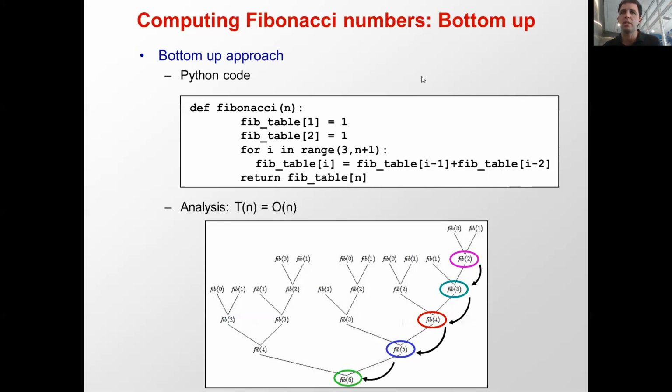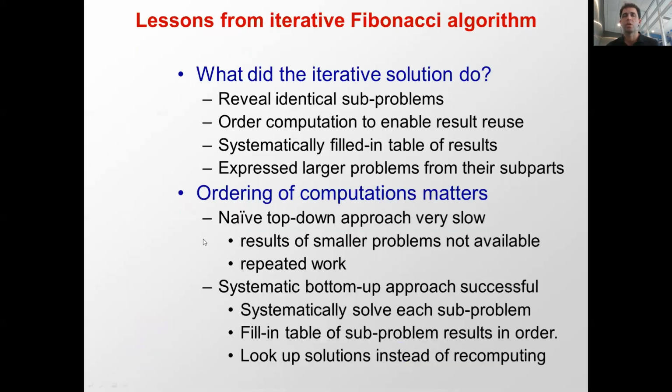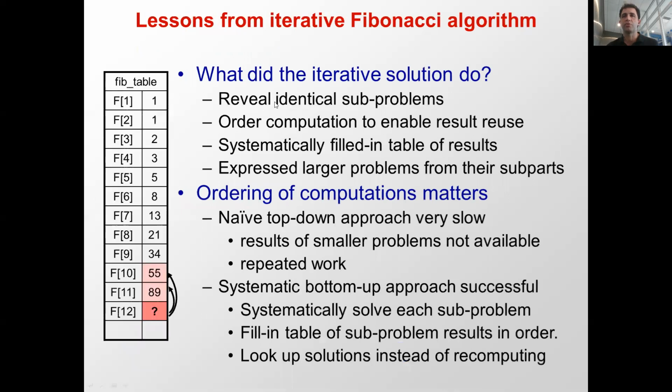So that's actually the very principle of this bottom-up computation that we have in dynamic programming. We will always build up a table in order to have all of the solutions to the subproblems that we're going to need already pre-computed, in order to then be able to use them at the next iteration. So the iterative solution revealed these identical subproblems. It ordered the computation to enable the reuse of the results, systematically filled in the table of the results from the bottom up, and then expressed the larger problems from their subparts.